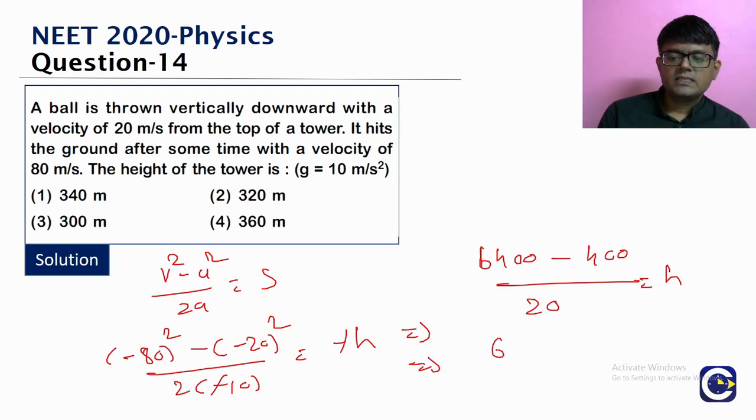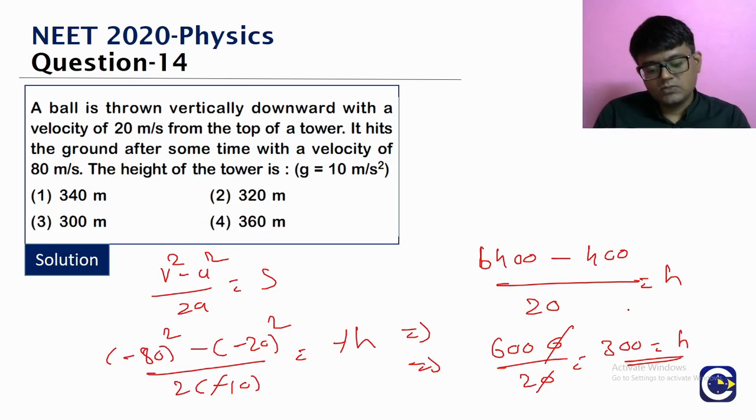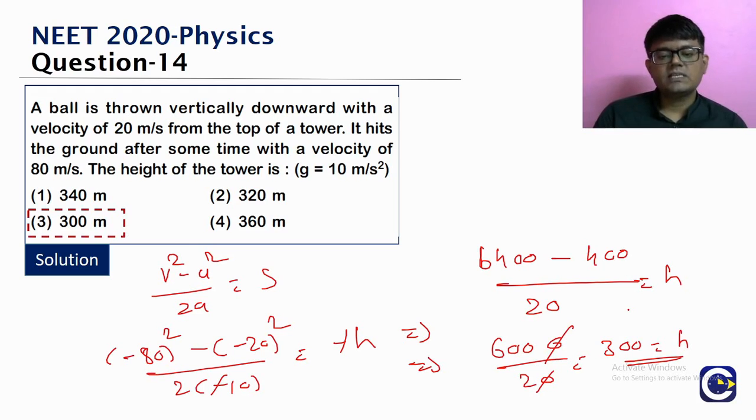What is it? 6000 by 20, which is 300. The unit is going to be meters, since everything is in the SI system. So what is the answer? It is option 3, which is 300 meters. If you remember this relation, in case of uniform acceleration motion, if you know the final velocity, initial velocity and acceleration, we can find the displacement. The formula is v square minus u square by 2a, that is the value of s. Like that we will be able to easily answer, but the thing is sign convention.